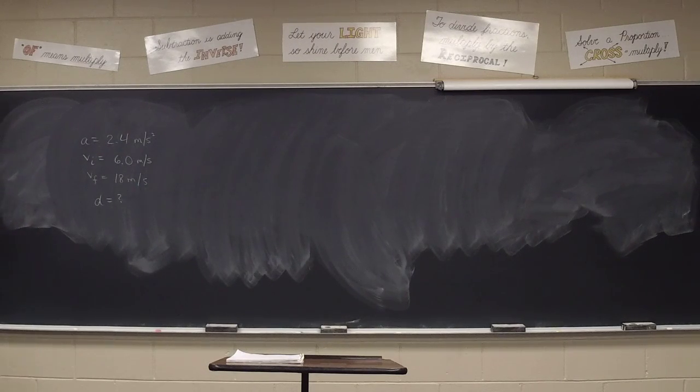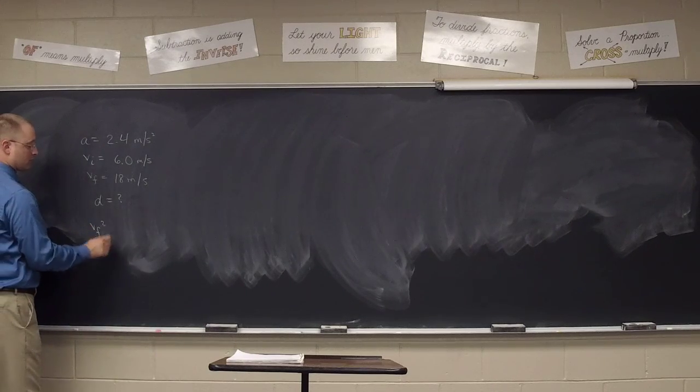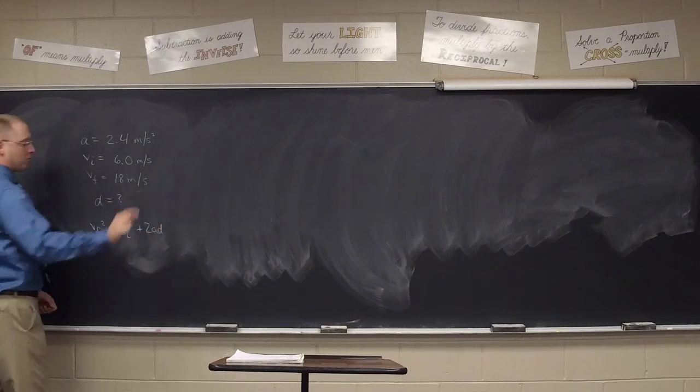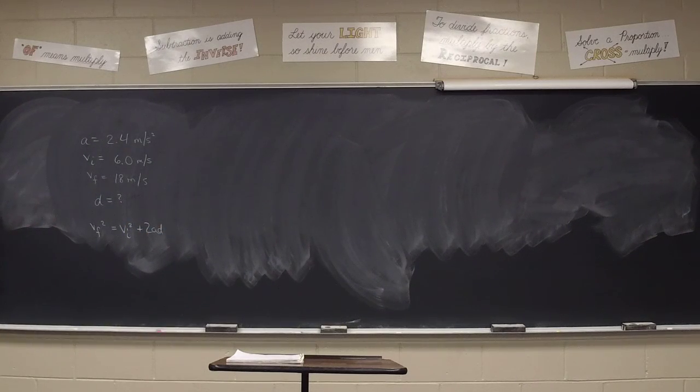Which of our equations, you can either look at the bulletin board or in your notes, should we probably use for this problem? Kendall? V sub f squared equals v sub i squared plus 2a d. There we go. The one we used the last couple times, actually, right? And you'll memorize it because you'll use it so often.